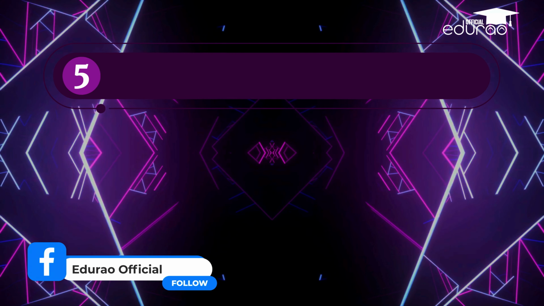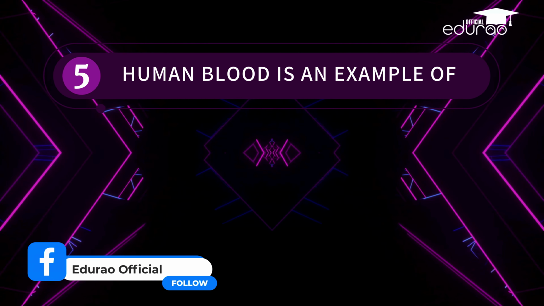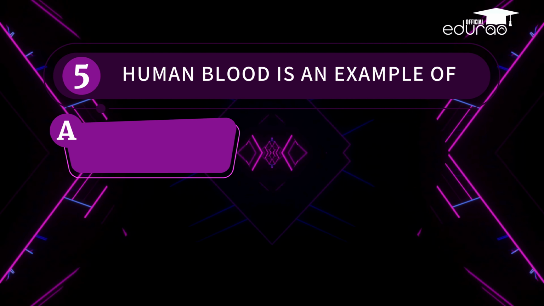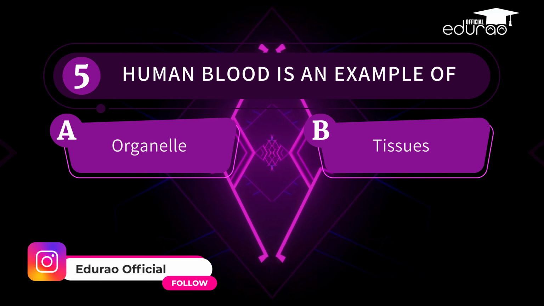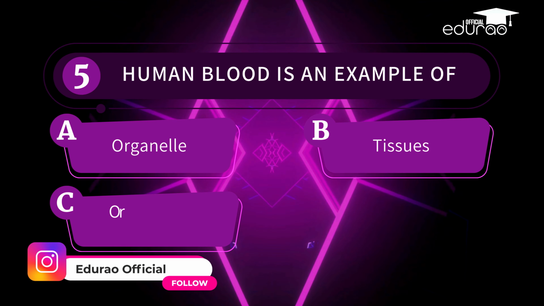Question 5. Human blood is an example of A. Organelle, B. Tissues, C. Organic compound, D. Inorganic compounds. You've made a fantastic point. Correct answer is tissues.